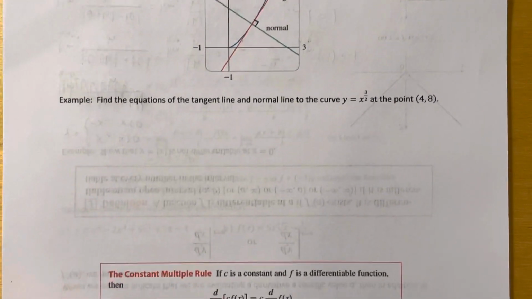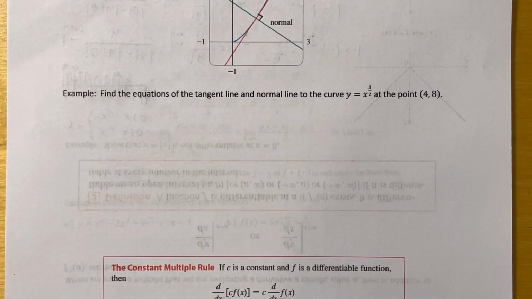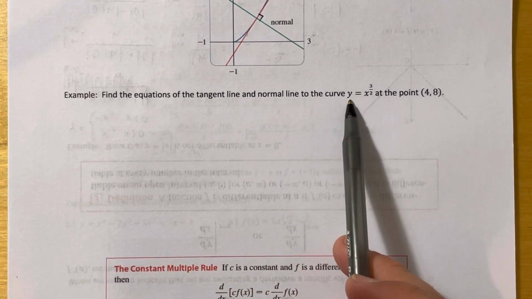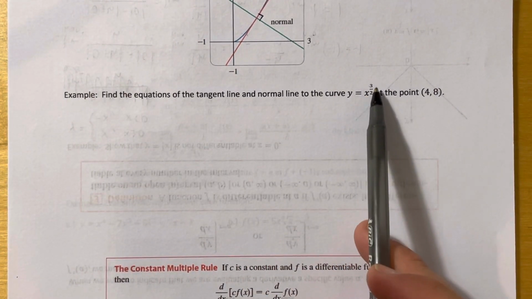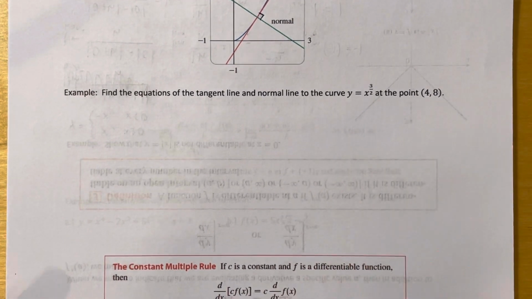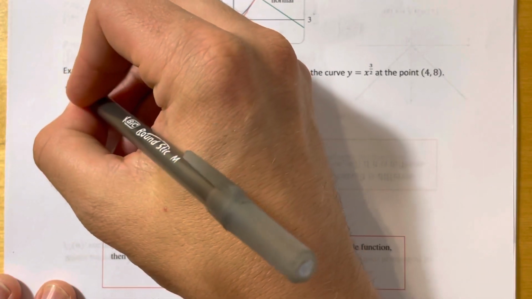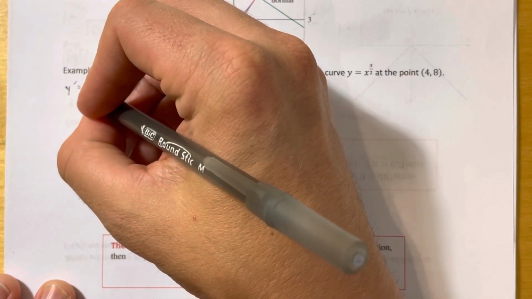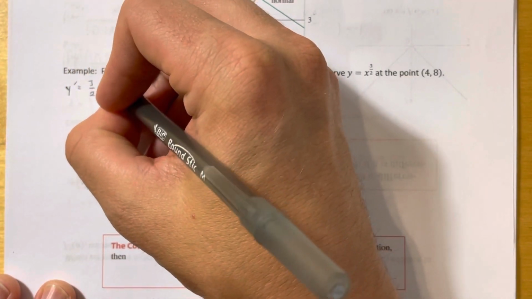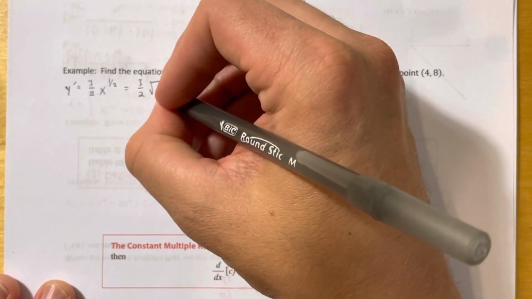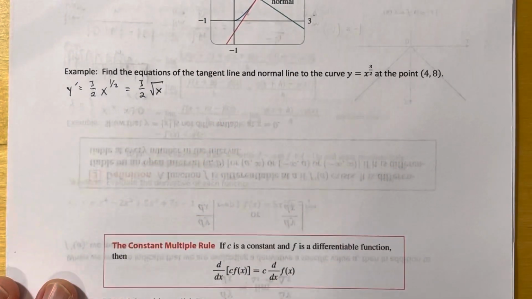So let's do an example where we want to find both a tangent line and a normal line. Find the equations of the tangent line and the normal line to the curve y equals x to the 3/2 power at the point (4, 8). Now we actually just differentiated this function. y prime is equal to 3/2 x to the 1/2 power, or equivalently, if you prefer radical notation, 3/2 times the square root of x.